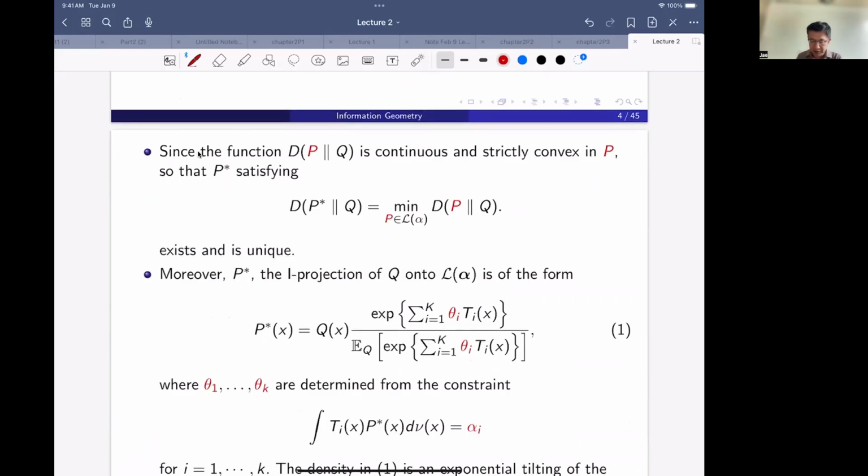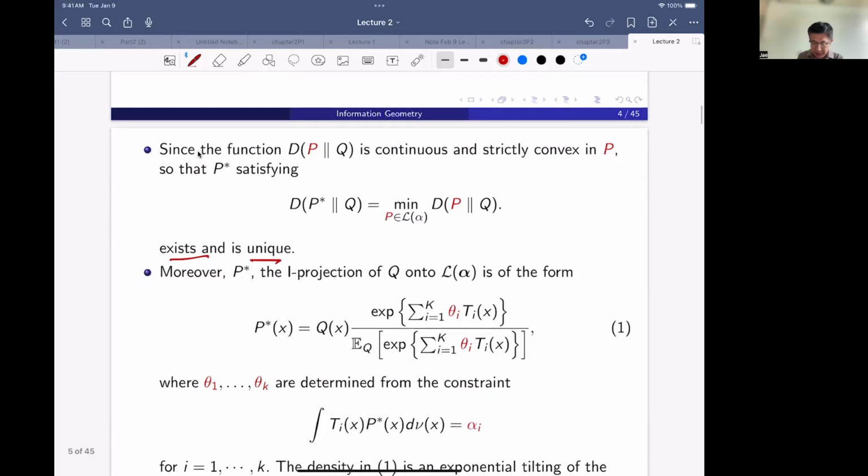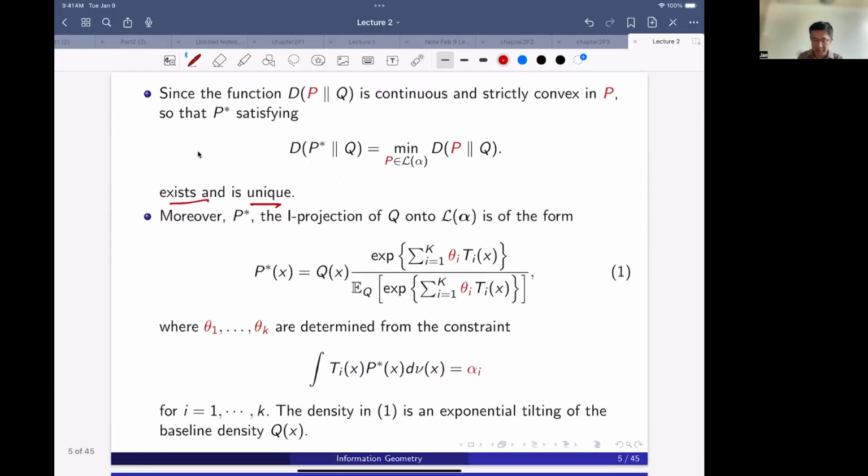Some theory says that under some conditions, this minimizer exists and is unique, and furthermore the solution takes an exponential form. So this is actually exponential tilting, right? Q is the baseline, and then you just adjust from Q by the amount such that its expectation is equal to the given alpha.